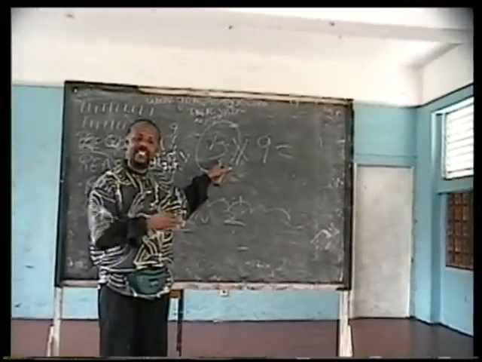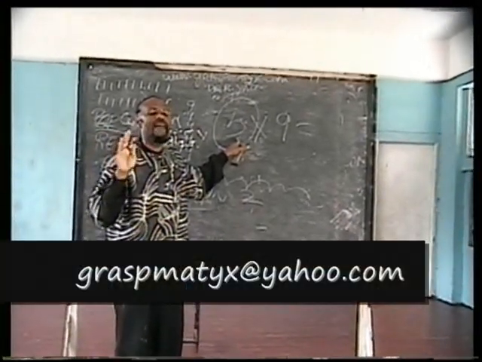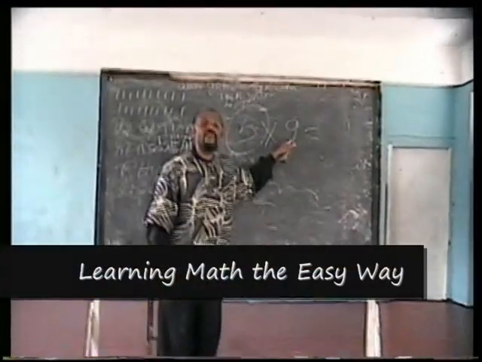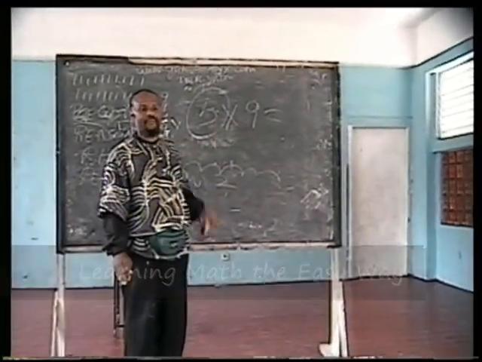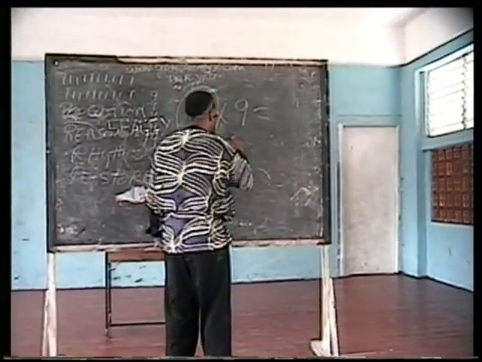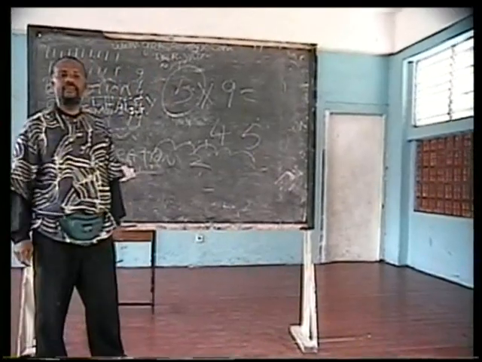Fulfill its destiny or purpose. All I have to do when I'm doing the 5 times table is find the half of the number I'm multiplying by 5. What is the half of 9? 4.5. We move the decimal point. What's the answer?